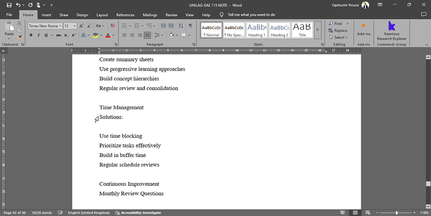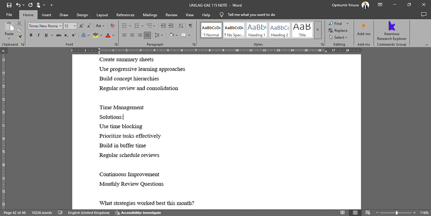So for time management, like I said, if you are struggling with time, what is the solution? Like I said earlier, use the Pomodoro technique to help you manage time. Use time blocking. Block time. Create time for your own study habit. Prioritize tasks effectively. You must not miss the time. You must schedule the appropriate time for you to learn. If you procrastinate, it will affect you. So one of the ways to manage your time is to prioritize tasks effectively. Build time management skills. Regular schedule reviews are also important.